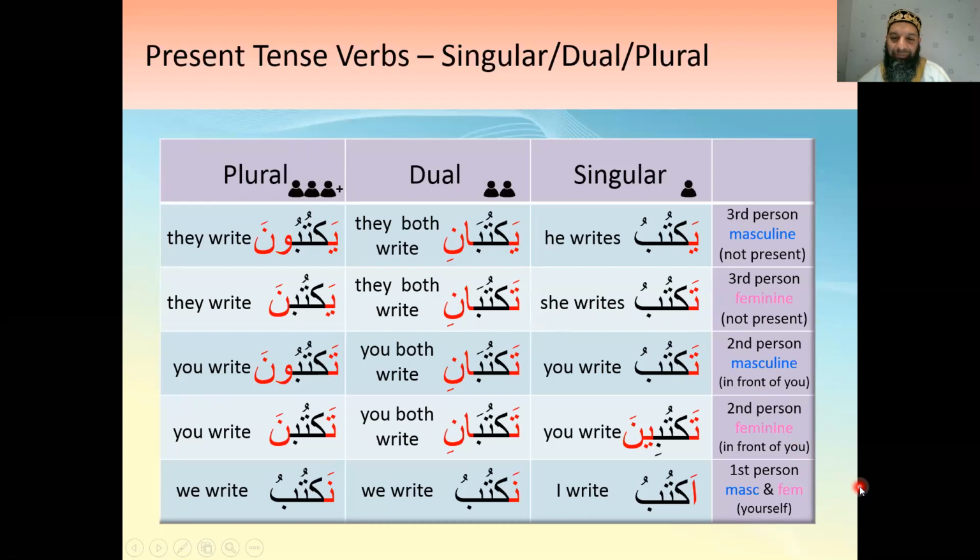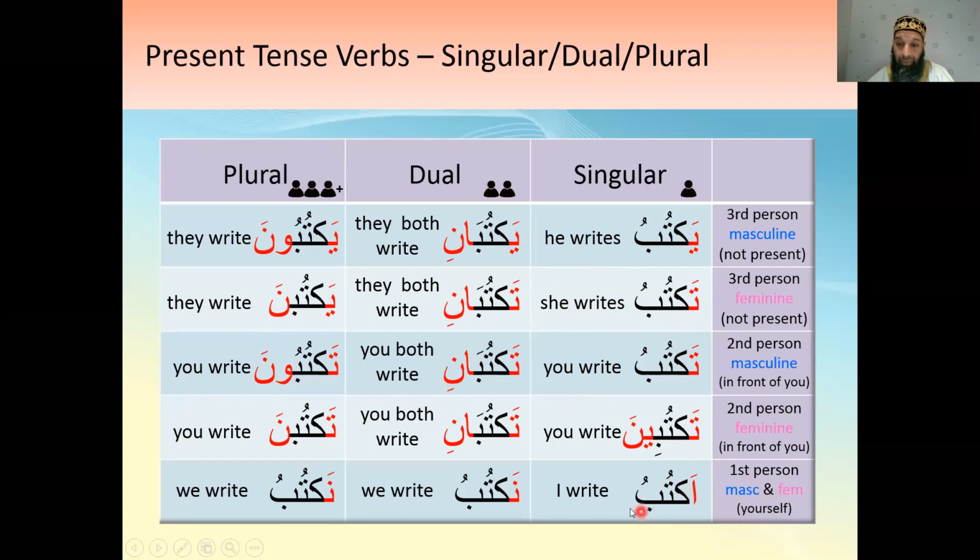Right. So we've done masculine. We've done third person masculine and second person masculine. Don't worry, we'll have examples, inshallah, to help it sit in. Look at the next one. Just go to the masculine again. So this one, masculine, is very important. Feminine, not that important. Right.